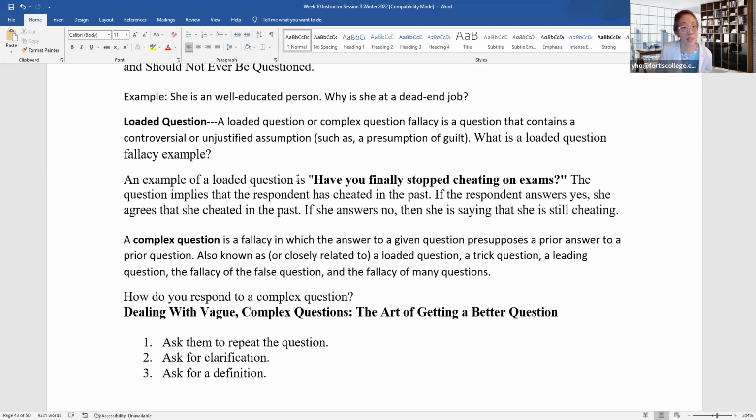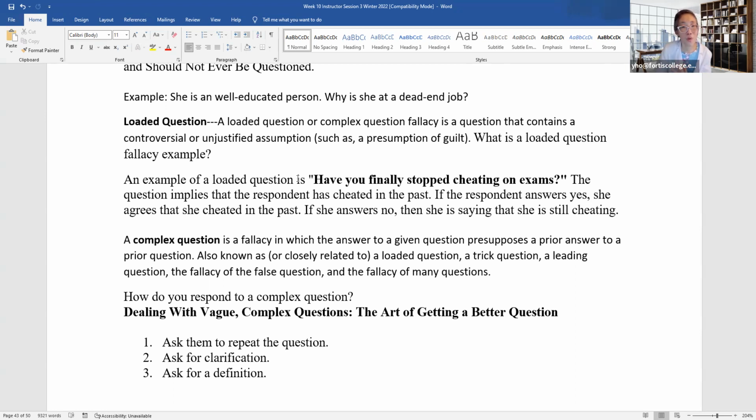A loaded question is a question that contains an unjustified assumption, such as a presumption of guilt. And so an example of a loaded question is, have you finally stopped cheating on exams? So that presumes, or that implies, that the respondent has cheated on exams in the past. If the respondent answers yes, she agrees that she has cheated in the past. If she answers no, then she is still cheating. So when you have a loaded question, you limit the response of the respondent. And the respondent, no matter what he says, is caught as guilty somehow, okay? And so that's known as a trick question, and it's known as a complex question fallacy.